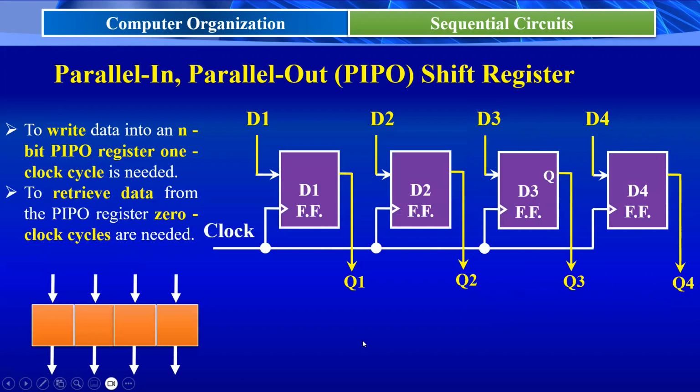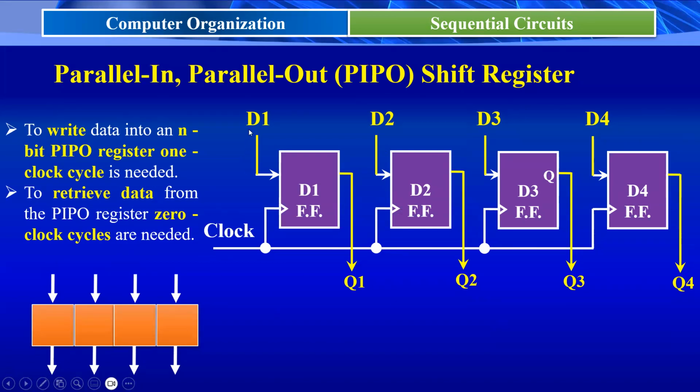And coming to the last variety, the parallel-in parallel-out shift register. Here the data is loaded into the register in parallel, and similarly retrieving the data from the register also happens in parallel. See here, friends, it is a 4-bit PIPO register with 4 D flip-flops. They receive clock signals simultaneously from a common clock source. For the first flip-flop the input is D1, output is Q1. For the second, input is D2, output is Q2. For the third, input is D3, output is Q3. For the fourth, input is D4, output is Q4.